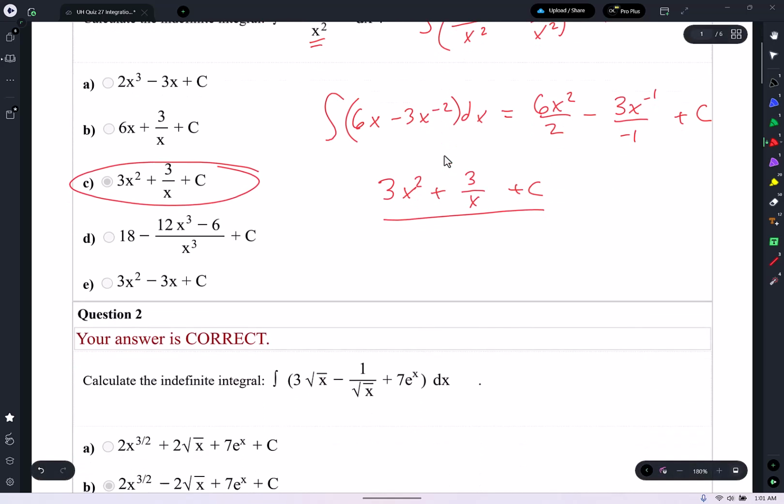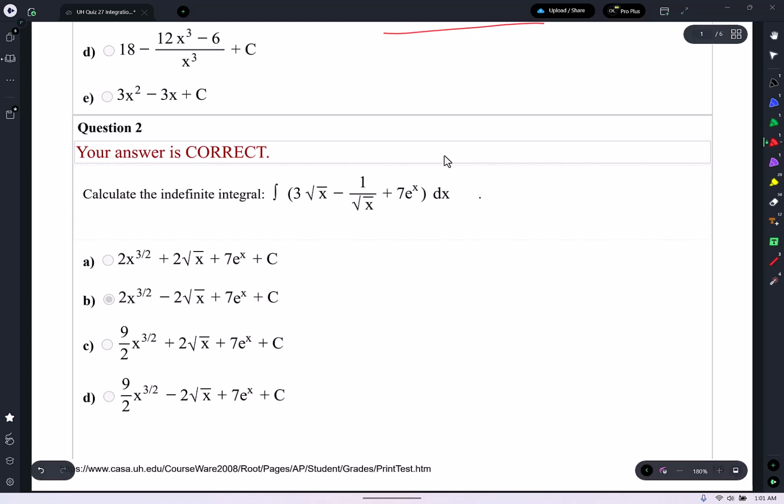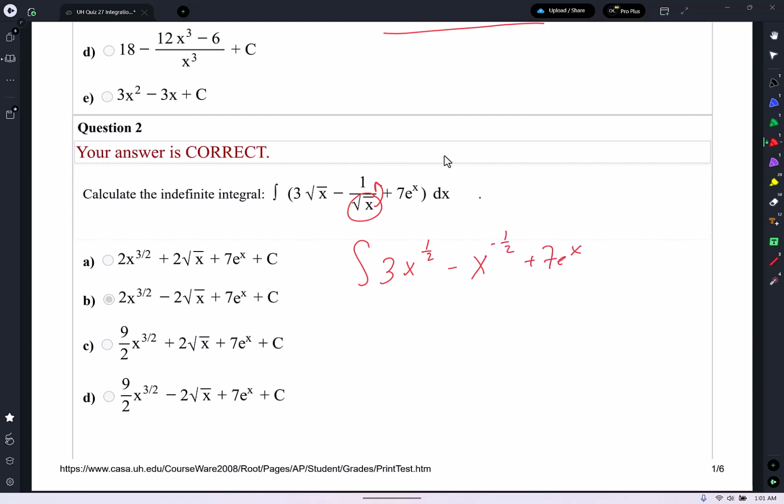All right, let's go to the next one. Turn these radicals into exponents. So I'm going to go integral 3x to the 1/2 minus, and I'm going to bring this up. When you do that, it's going to be a negative, right? So x to the negative 1/2 plus 7e to the x, and the dx there. And here we go, I'm going to do the antiderivative. Add 1 to the exponent, divide by that number. So 3x to the 3/2, because 1/2 plus 1 is 3/2. Divide by 3/2, which is the same thing as multiplying by 2/3, minus x to the 1/2 divided by 1/2, which is the same thing as multiplying by 2, plus 7e to the x plus c.